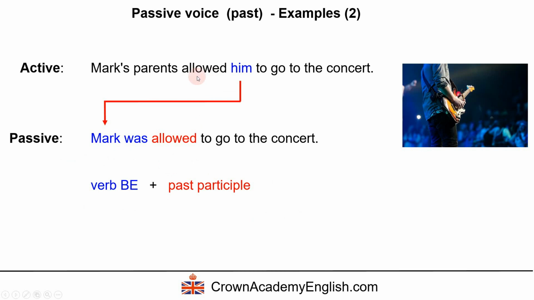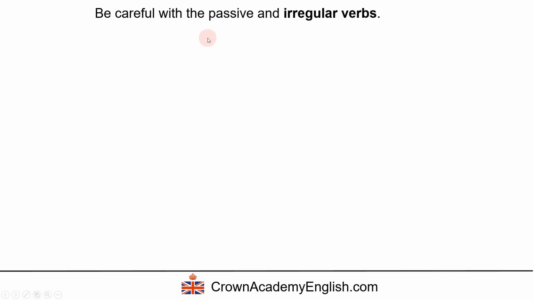So we have used "allowed" because it is regular. It's an easy verb. It is regular, and it's easy because the past participle is the same as the past simple. But now let's look at some irregular verbs. So be careful with the passive and irregular verbs because often the past participle is not the same as the past simple. Let me give you an example.